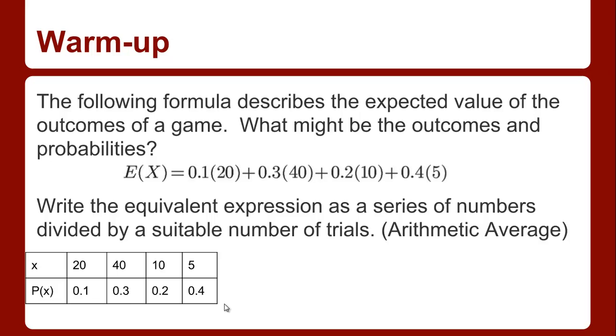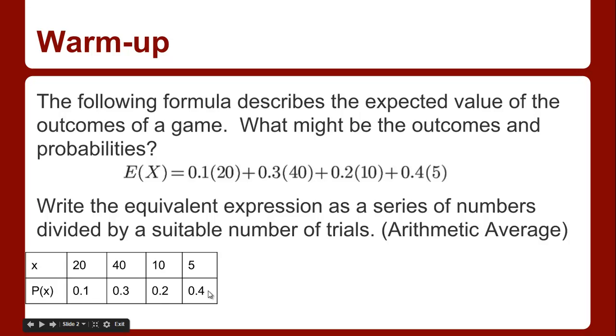So now we can ask ourselves, okay, what does this mean? And how many trials do you have? If we want to look at this as what you expect, how many trials are you looking at? There's 2 answers that are very simple with these formulas. You can either use 100 and look at this as 10 times out of 100, or you can use 10, and 10 is probably an easier example. You look at the 20 coming up 1 out of 10, the 40 coming up 3 out of 10, 2 out of 10, and 4 out of 10 for the 5.